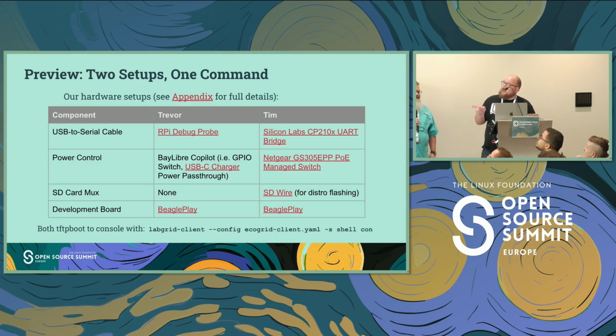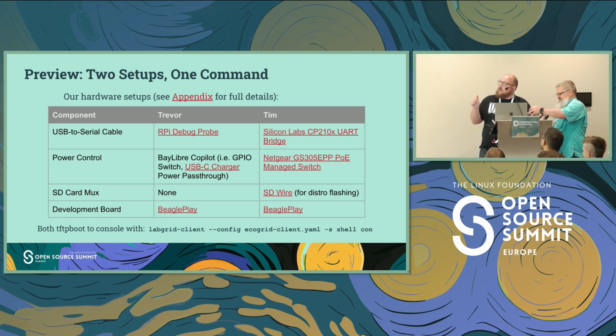So I got a table here, again, just showing the hardware I've got and comparing it with what Tim's got. He'll give some details in a second about some of the differences he's got, but the important thing to realize is even though our setups are fairly different, at the end of the day, you can use the exact same command to boot your board from power off or a reboot all the way to a shell and get console access to it with Labgrid.